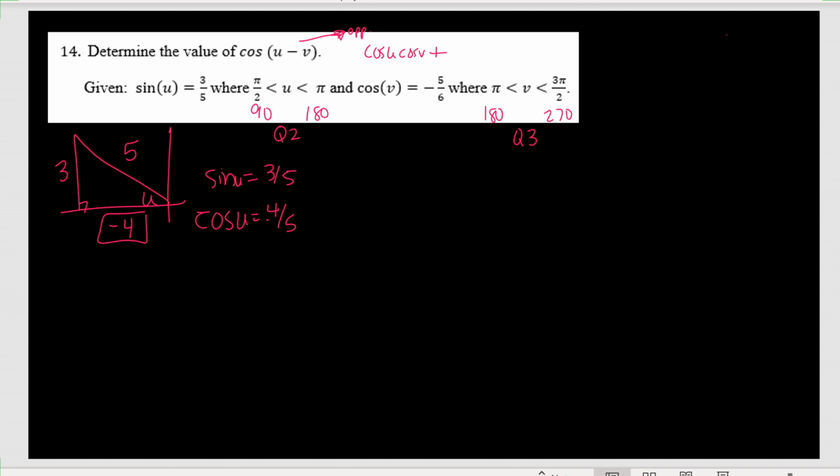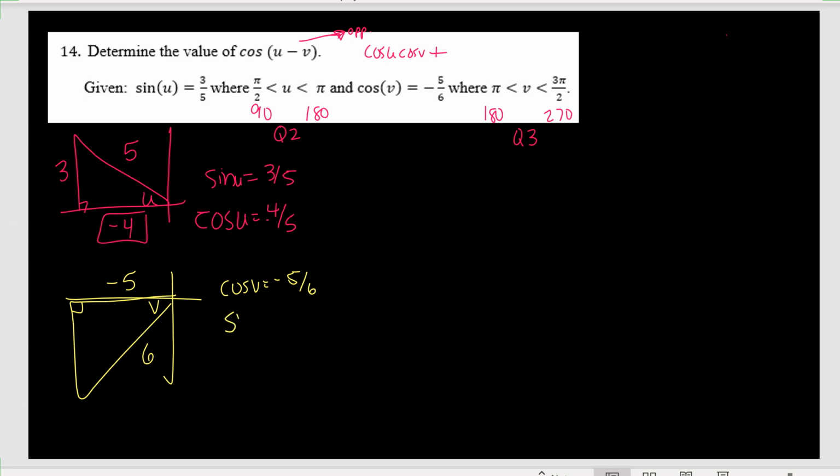Okay, so our next one. This one's not a Pythagorean triple, so we'll have to do a smidge extra work for this guy. Not a problem. We're in quadrant 3. We're going to the left, down, and then back up for angle V. Cosine is the adjacent over the hypotenuse. So I have my x value, I need my y value. Okay, so sine of V is going to be something over 6.